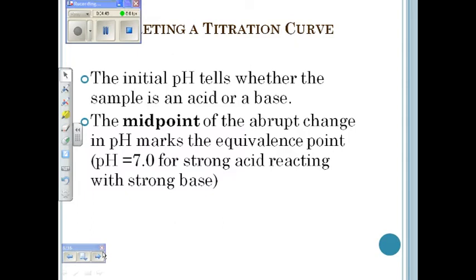If it's a strong acid reacting with a strong base, what is the product you're producing? A strong acid, so hydronium, reacts with a strong base, which is hydroxide. What do you get?